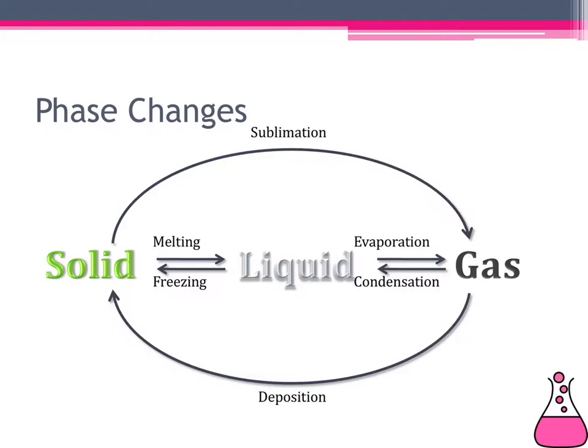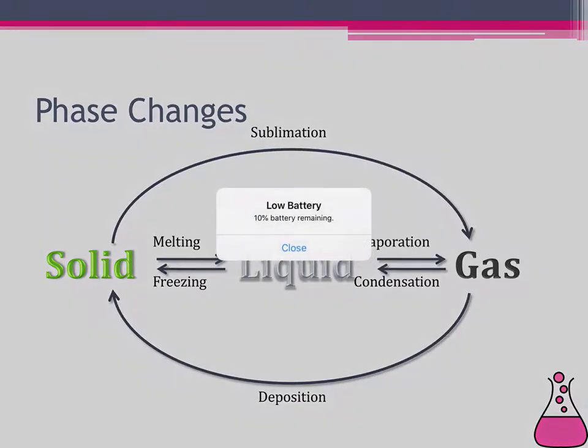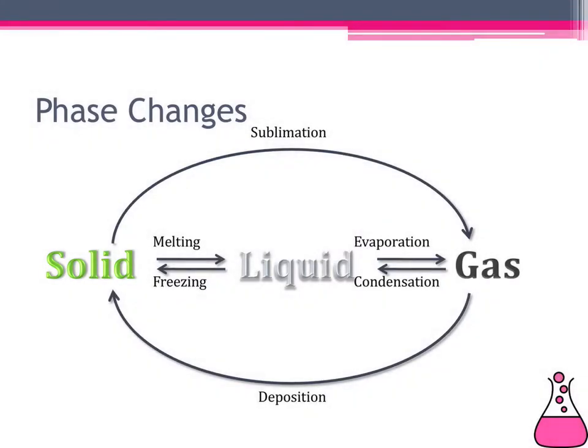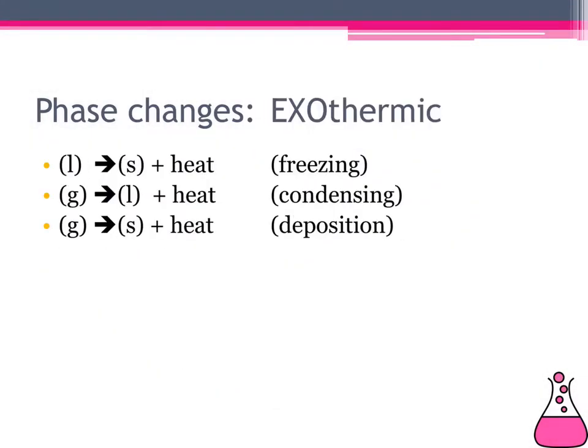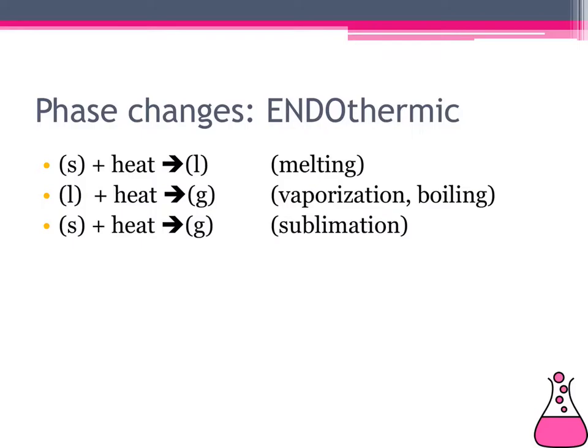Remember, we saw this in the lab when we took those very small samples of iodine, those little purple crystals, and we put them in a test tube and heated them, and that purple gas filled up the test tube. That was sublimation. Then we let it sit, and it redeposited on the sides of the test tube, and you saw the sparkly purple on the sides of your test tube. That was called deposition. So phase changes can be endothermic or exothermic.